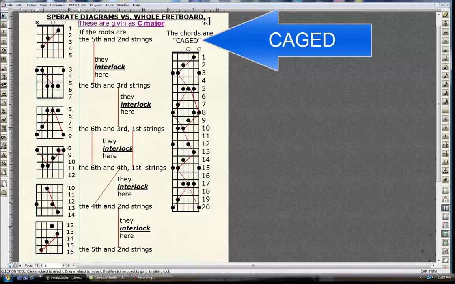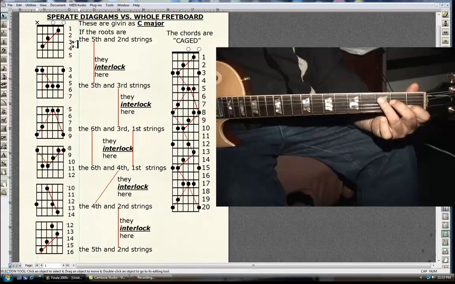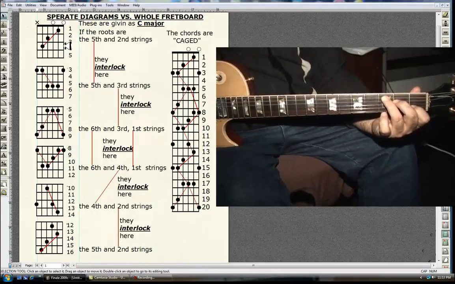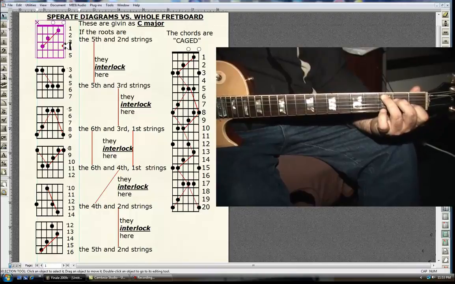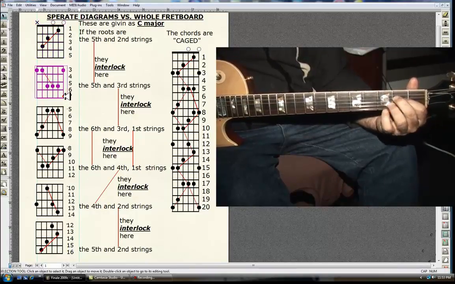These are given as C major to fit the cage system. And this is what goes on. When we did our open string chords, that very first page, I had put the chords on the far left in a very specific order. I showed you a C chord, and here it is in the open string position. Then I showed you an A chord.